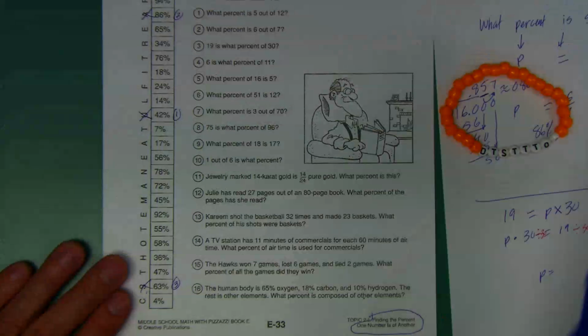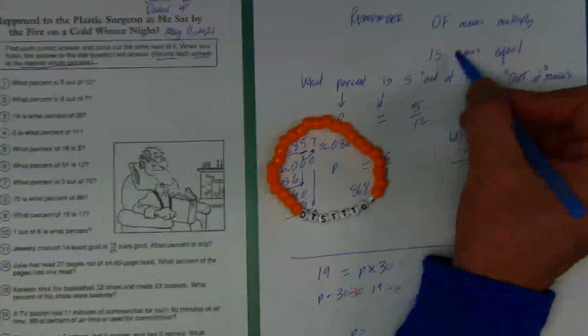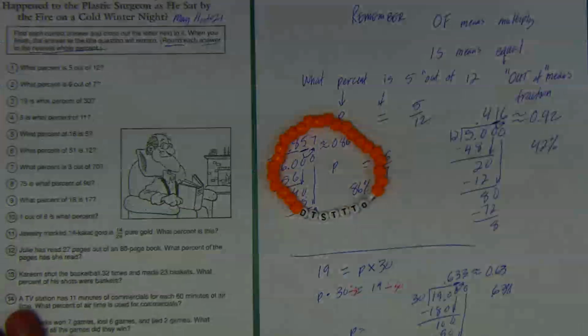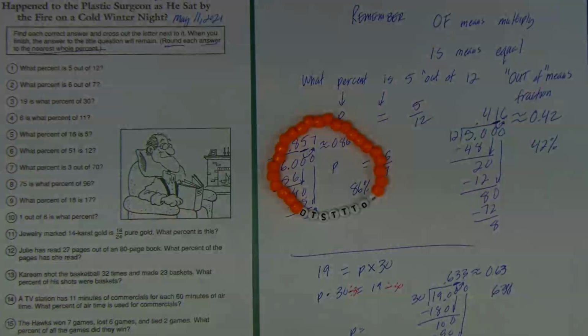Okay, so that's how you're going to solve these. Make sure you remember that of means multiply, is means equal, right? And out of means a fraction. And do your best to take these one step at a time.